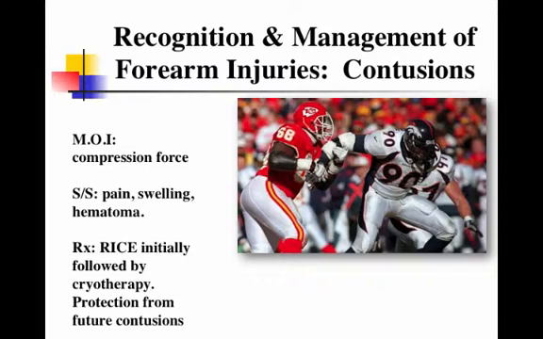The initial treatment consists of RICE, followed by ice therapy the following day. It's important to pad the forearm with sponge rubber or other padding to prevent chronic contusions from occurring, especially in such collision sports as football.